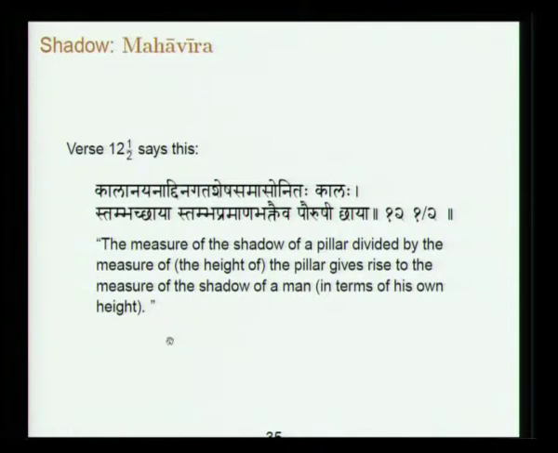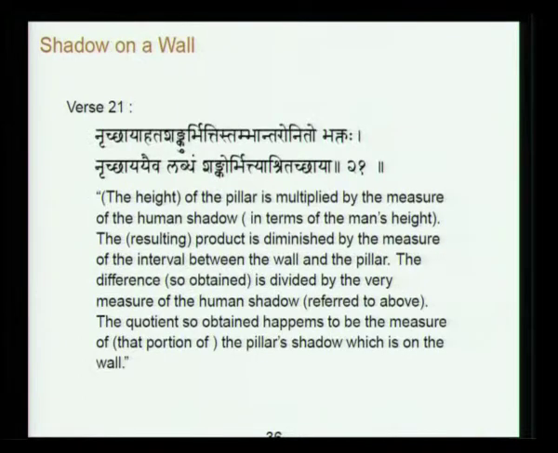So he says: kala nayanad dinagata shesha samasonitah kalaha stambhaschaya stambha pramana bhaktaiva paurushi chaya. The measure of the shadow of a pillar divided by the measure of the height of the pillar gives rise to the measure of the shadow of a man in terms of his own height. So what it is essentially saying is that the shadow of a pillar divided by the height of the pillar is equal to the shadow of the man divided by the height of the man. So that is correct.